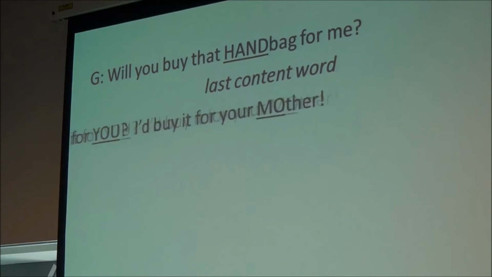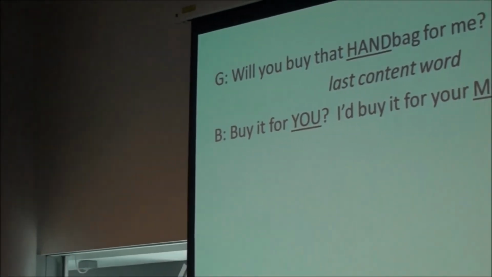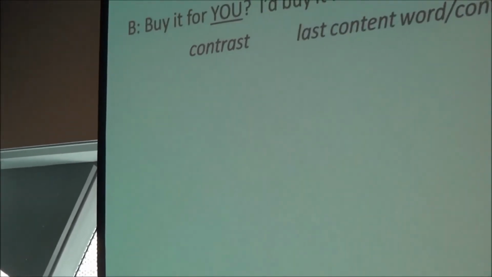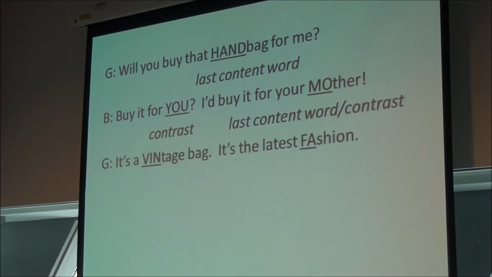Let's move on. Buy it for you, I'd buy it for your mother. Now, why have we got a sentence stress on you and on mother? We could guess one of those from the line before, but let's have a look. Aha! It's a contrast. You is contrasted with mother. Contrast on you and contrast on mother. Mother also happens to be the last content word, so that's a second reason why it would be the stressed syllable there.